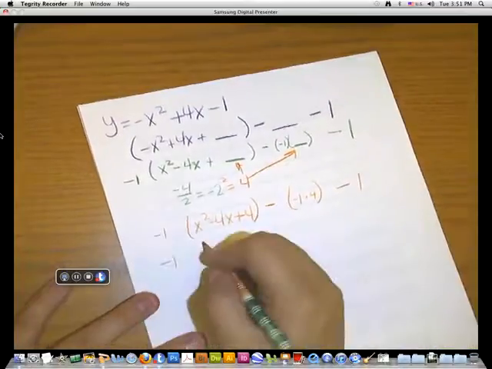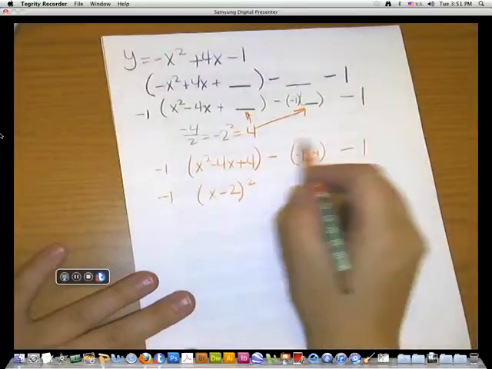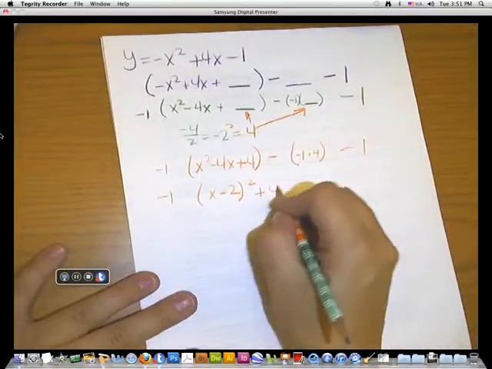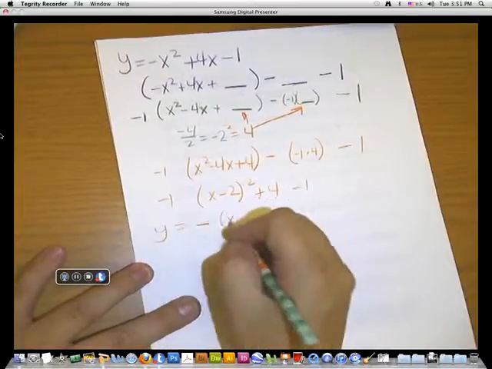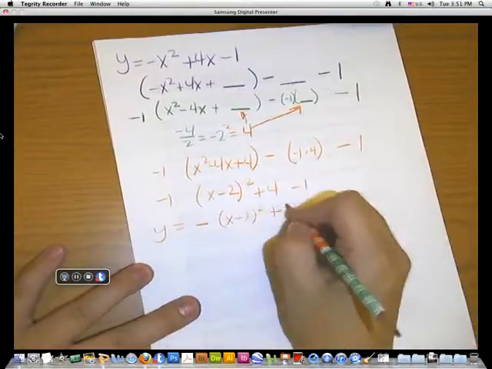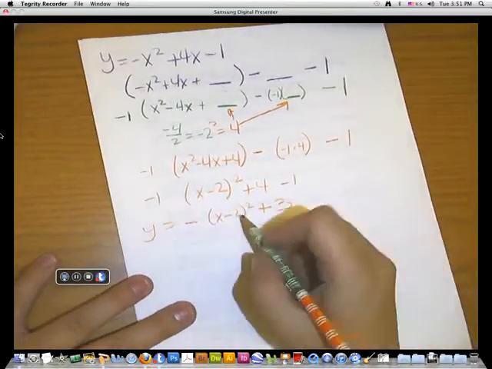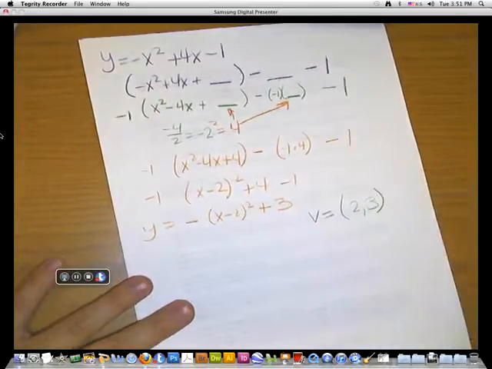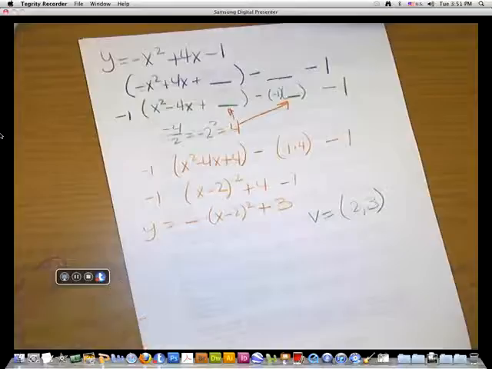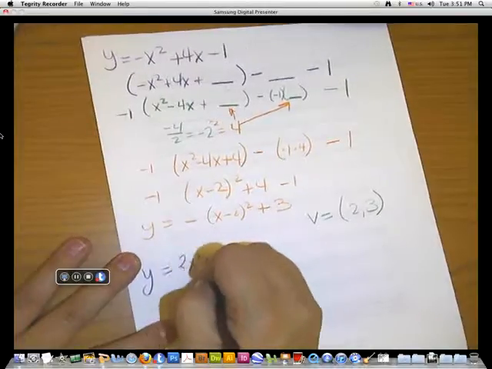All right, so this gives me a perfect square of x minus 2. This one now says positive 4. So I get y equals, you don't write negative 1 as a coefficient, x minus 2 squared plus 3. What is the vertex? Opposite inside, so positive 2, same sign outside, positive 3. All right, last one, again, try it on your own. See if you can get it.